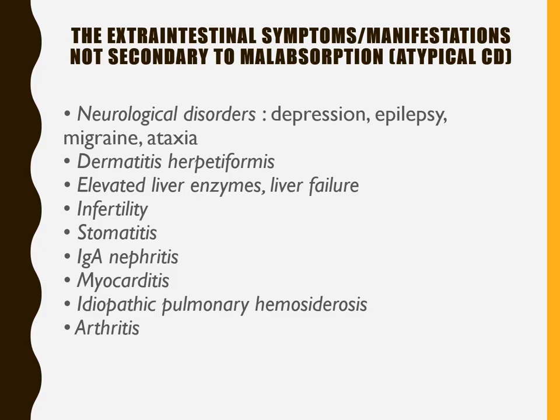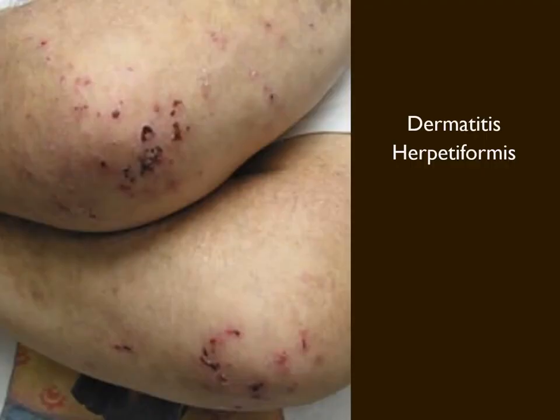Elevated liver enzymes and liver failure, infertility, especially in females, stomatitis, IgA nephritis, myocarditis, pulmonary hypertension, and you can even find arthritis. So this is the picture of dermatitis herpetiformis. This is a very itchy type of rash, and usually those patients will resolve their skin symptoms if they start treatment for celiac disease.